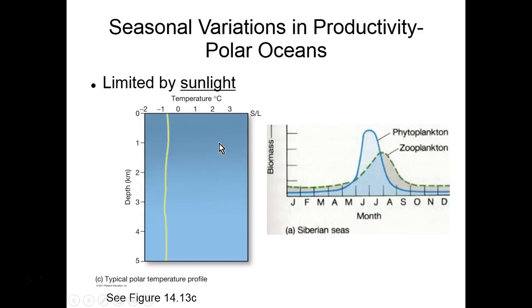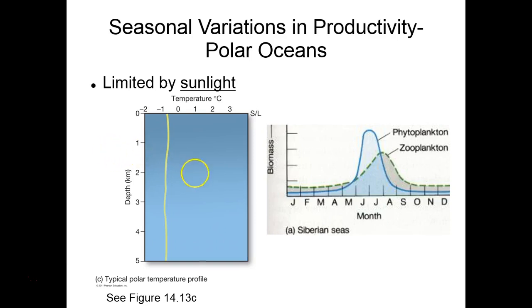So let's start out by talking about the polar oceans and why we see that pattern of very low productivity over the course of the year and then very high productivity over the summertime. The reason why is that, remember that the Earth is tilted, and so at certain times the North Pole is getting lots of sunlight, 24 hours of sunlight in fact, and at other times the North Pole is getting no sunlight whatsoever. So what we would say is that primary production in polar oceans is limited by sunlight.